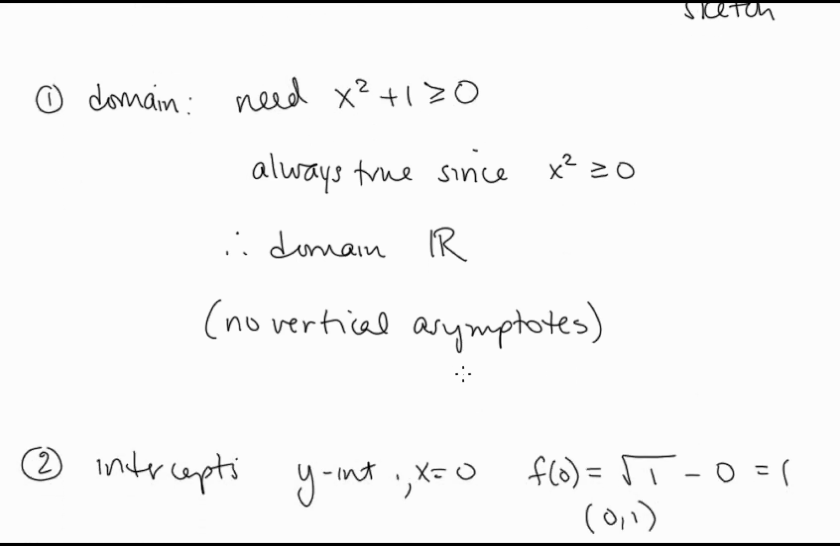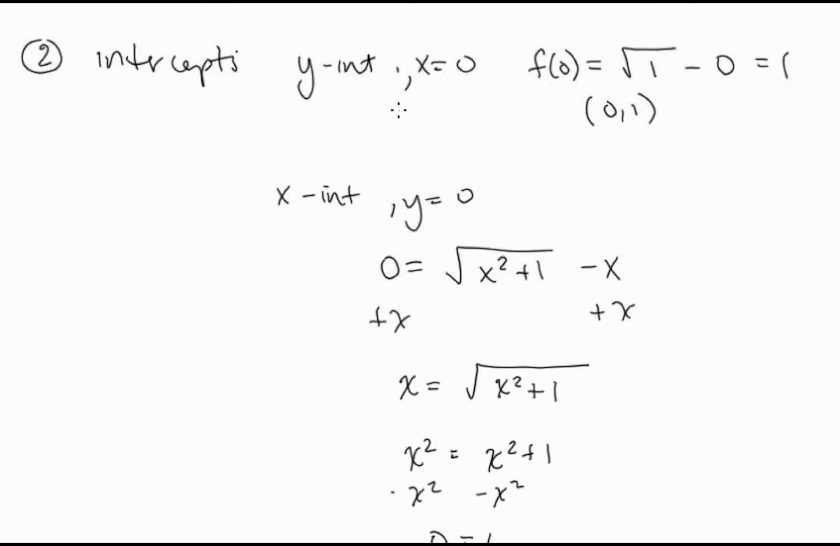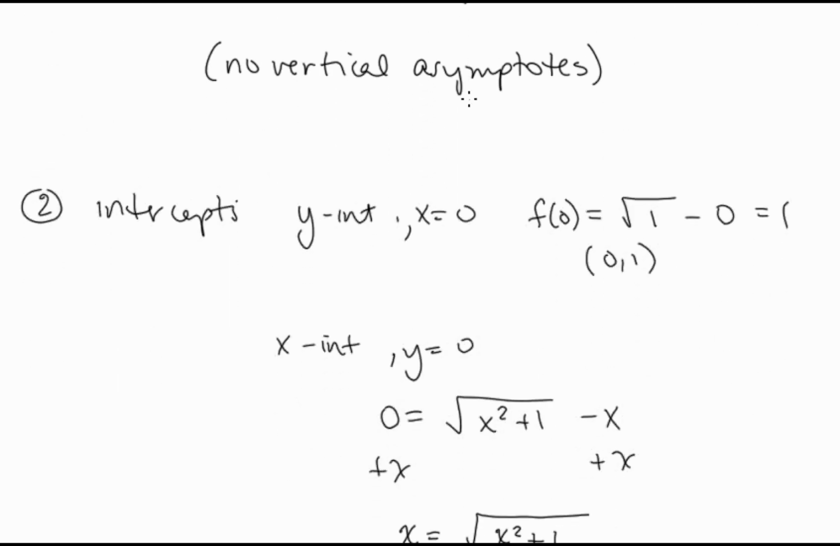The next step is to find our intercepts and horizontal asymptotes then. So for intercepts, we start with the y-intercept and set x equal to 0. So f of 0 is going to be radical 0 squared plus 1 minus 0. So that's radical 1, and that's equal to 1. So our y-intercept is 0, 1.